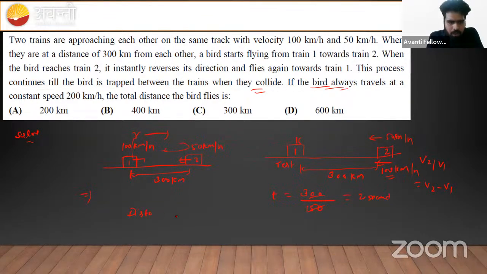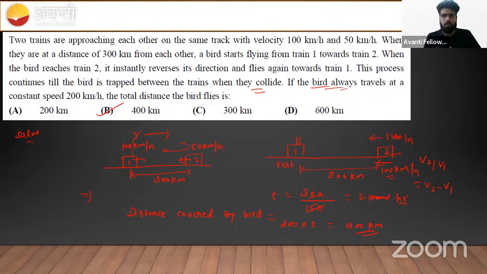Distance covered by the bird. In the interval of 2 hours, the speed of the bird is given as 200 kilometer per hour, and here this value is not 2 seconds, it is 2 hours. Yeah, that was a calculation mistake. So this will equal 400 kilometer. So in 2 hours, the bird will cover 400 kilometer distance. Option B is the right one. I hope this is clear.